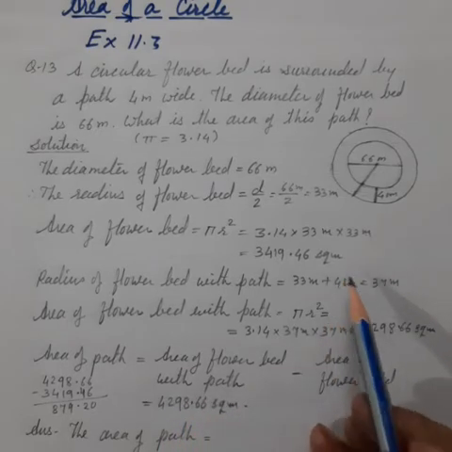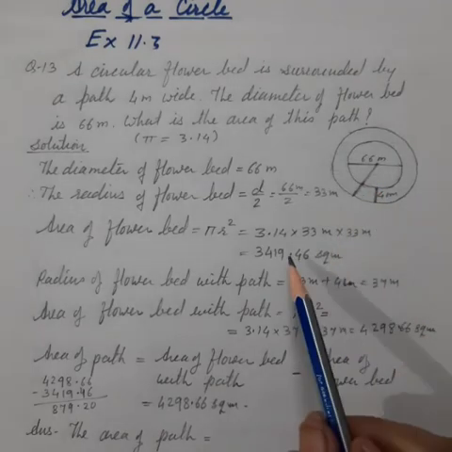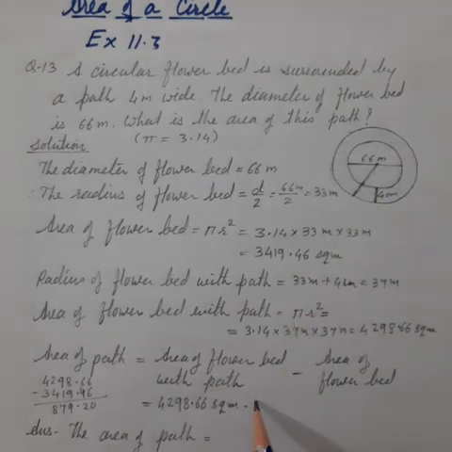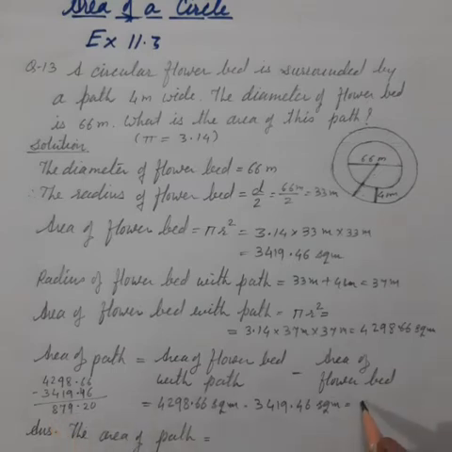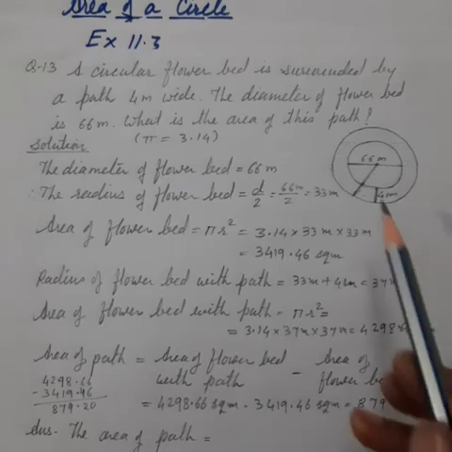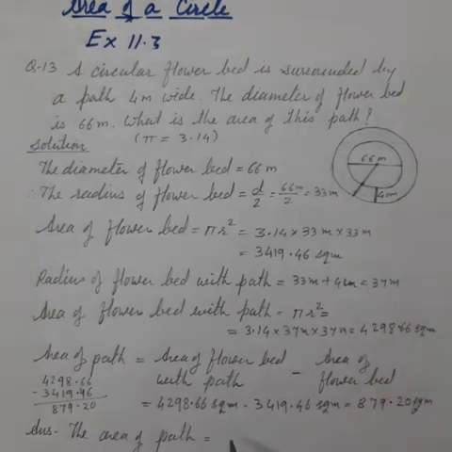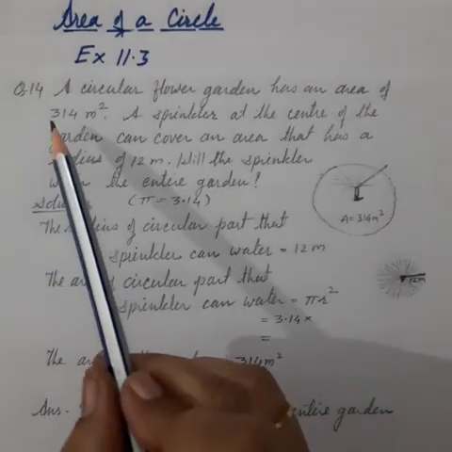And subtract the area of the inner circle, that means the flower bed. It is 3419.46 square meter. And after subtracting, we get here 879.20, also you can write 879.2 square meter. So the area of the path is 879.2 square meter.